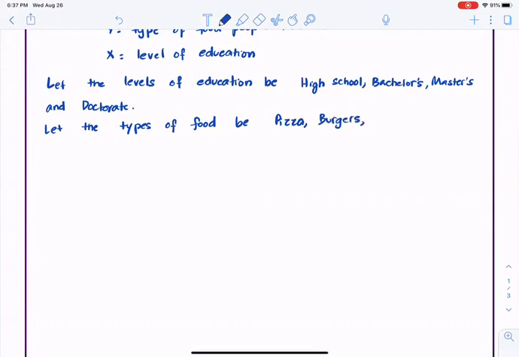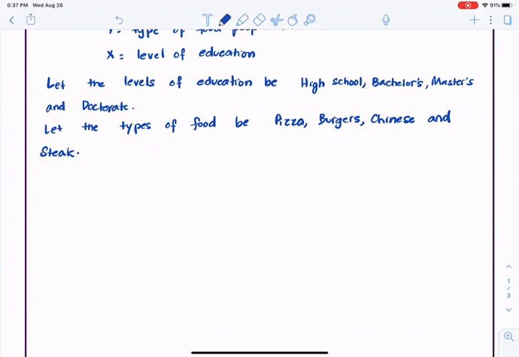Well, the moment you get into masters and doctorate, you just start drinking a lot because it's frustrating. What should I put? Let's just say Chinese and steak. So you can see that I'm going in an order. So I start with high school, bachelor's, master's, doctorate. And in the same order, I have pizza, burgers, Chinese, and steak.